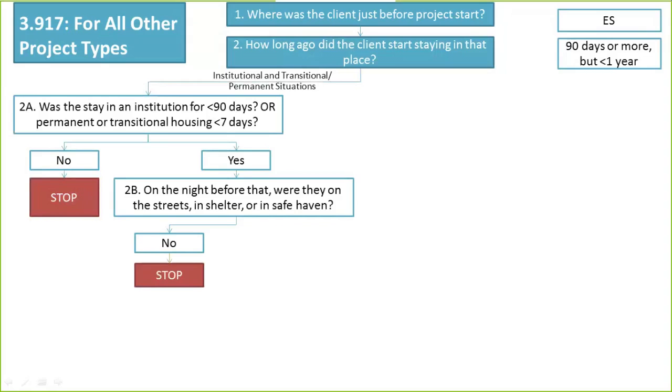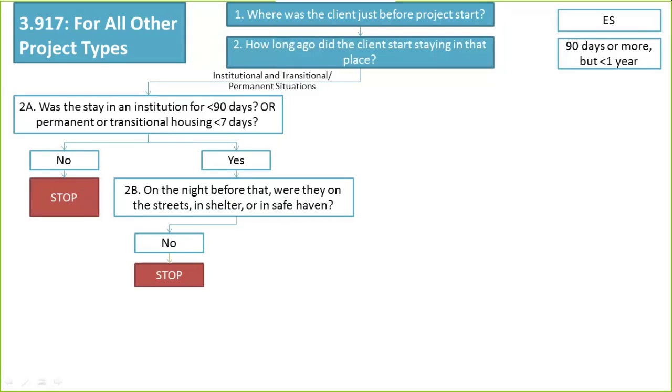If he was coming from a long stay in an institution or a permanent or transitional situation, he wouldn't be considered chronically homeless at project start, nor would he be able to age into chronic homelessness while in the transitional housing project. So further data collection would not be necessary for this data element.